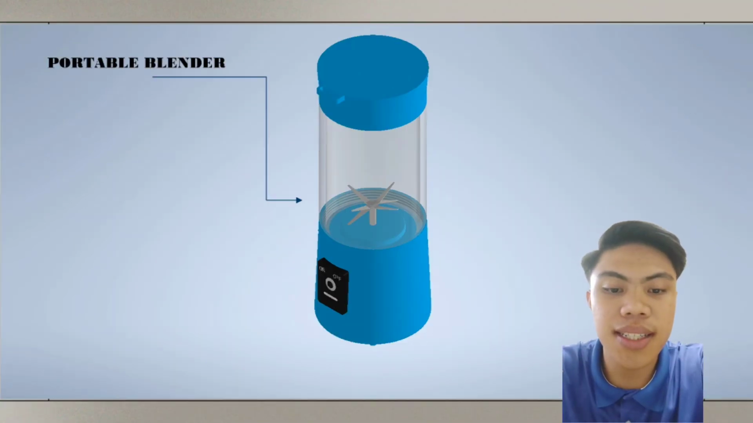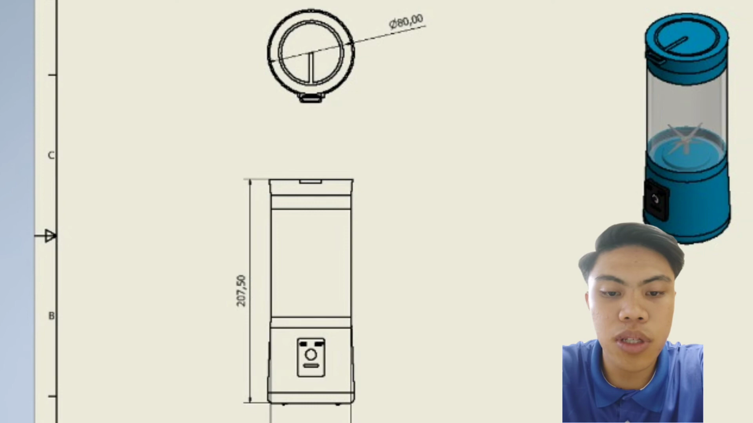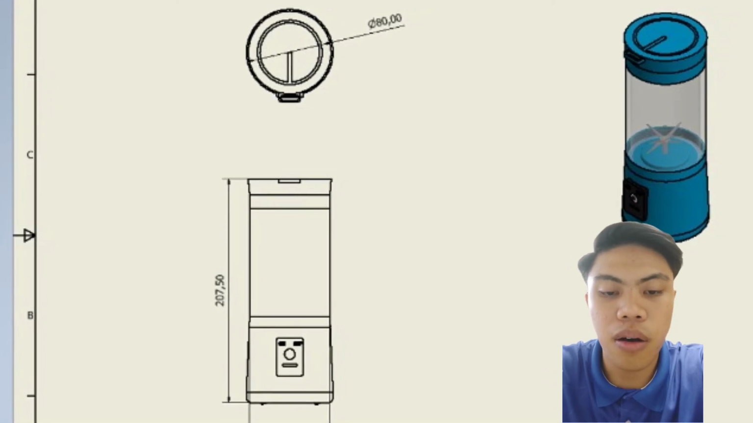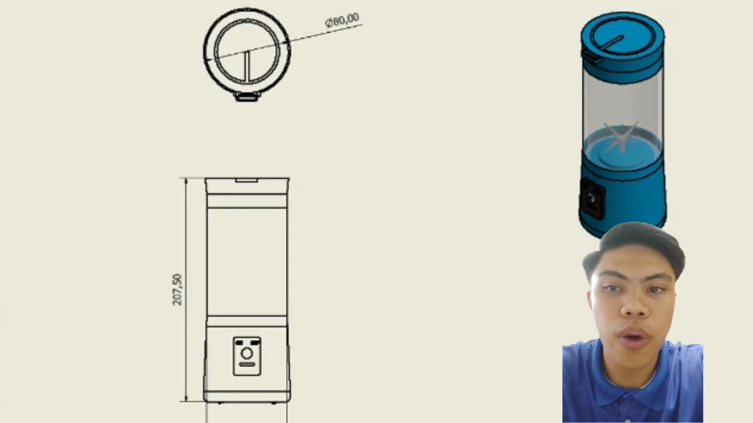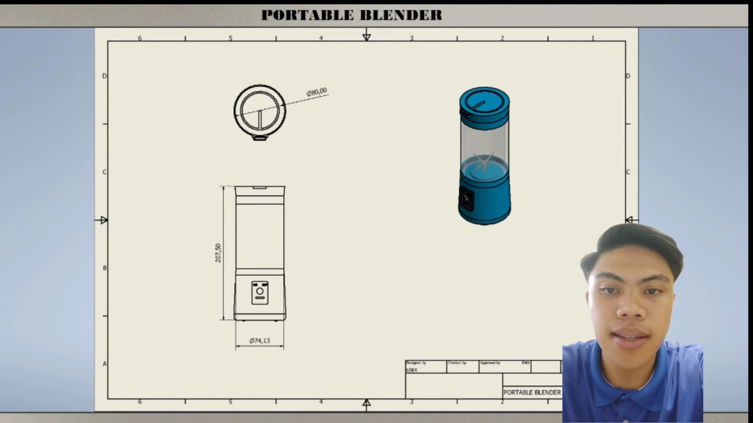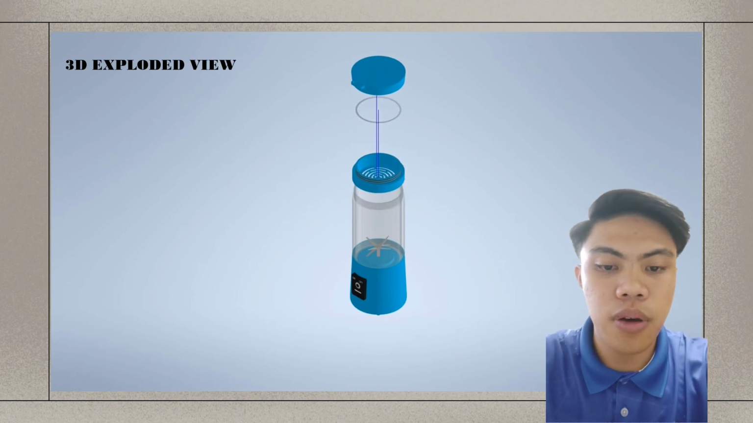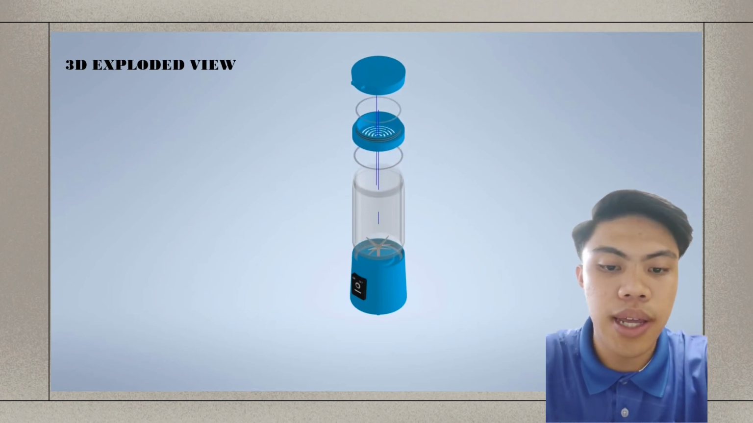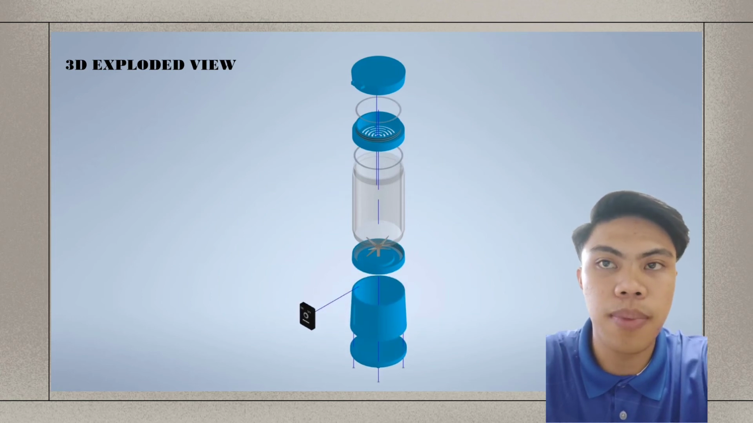So this is our project's final look. It has the size of 207.50mm by 80mm of diameter, so it is portable, where we can bring this blender anywhere and make juice anywhere. Besides, the blender has a very ergonomic design and is easy to use. This is the exploded view of our product. As you can see, all the parts are combined together to design the portable blender.